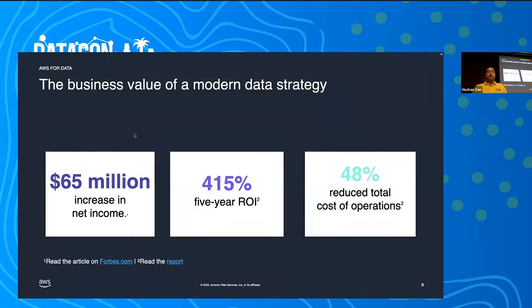On average, there's a Forbes research that says there's a $65 million net increase for businesses that are able to become more data-driven and make decisions based on data. On top of that, over a 5-year period, you're looking at a 415% return on investment. And you're not spending more money to get there either. You're actually seeing an overall reduction in total cost of ownership of about 48%. So those are some significant numbers that can't be ignored if you're a modern data organization.